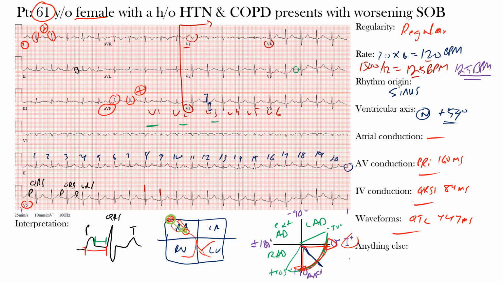And then we start to see a change where the R wave here is greater than the S wave there, okay? So it starts to become positive. Now where it goes from negative to positive is in this zone between V3 and V4, which we said was normal. So that's why we have a normal transition, okay?